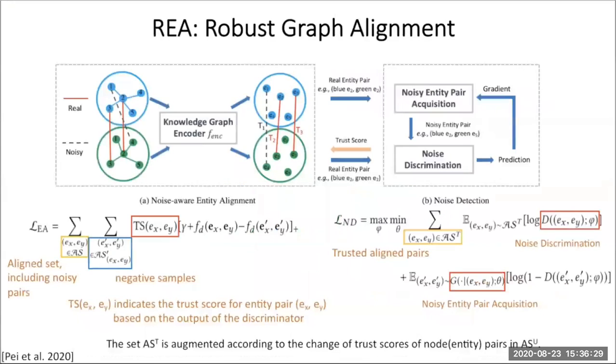The model to be presented here is called REA, the Robust Entity Alignment model. To build a robust model, we assume that we have a small set of trusted aligned pairs in the training set. However, there exist other untrusted pairs in the training set. These untrusted pairs may be noisy pairs, or may not be noisy pairs. So in our model, we will learn a discriminator trying to identify the noisy pairs and also the trusted pairs in the unlabeled set.